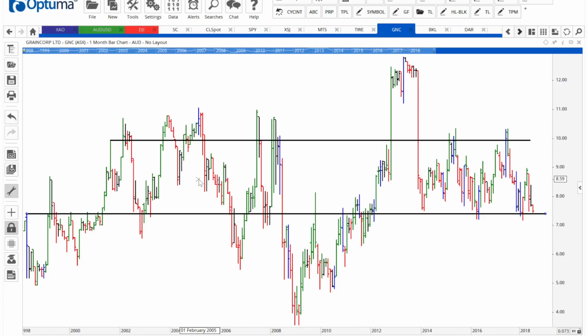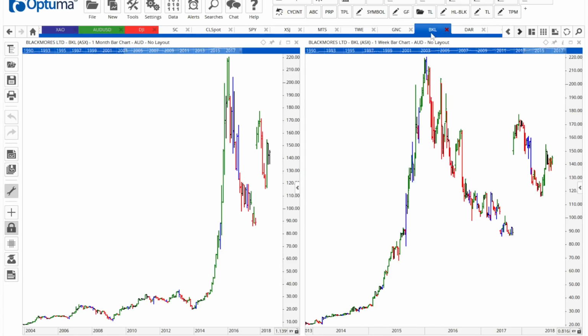Right now, what's it looking at? I'd say if it breaks through that line there, currently it's closing at $7.49. If it breaks through that $7 mark, roughly through these troughs, then I'd say it'd be starting to head down to around that $5 mark at this point in time. But GrainCorp's not something that I'd actually want to be in right now. Then we're moving on, looking at Blackmores.